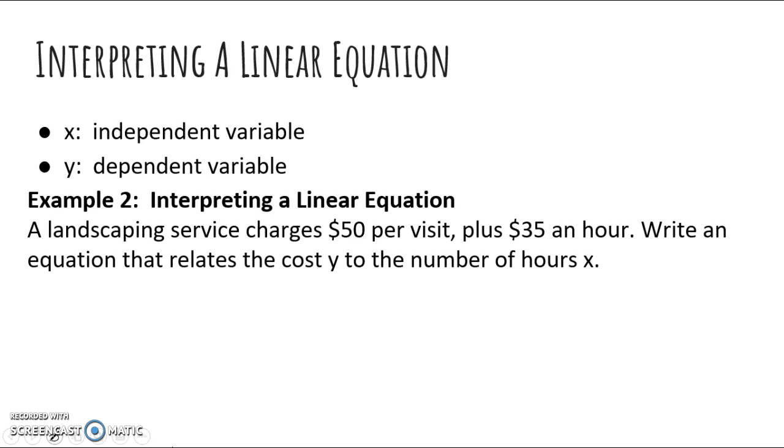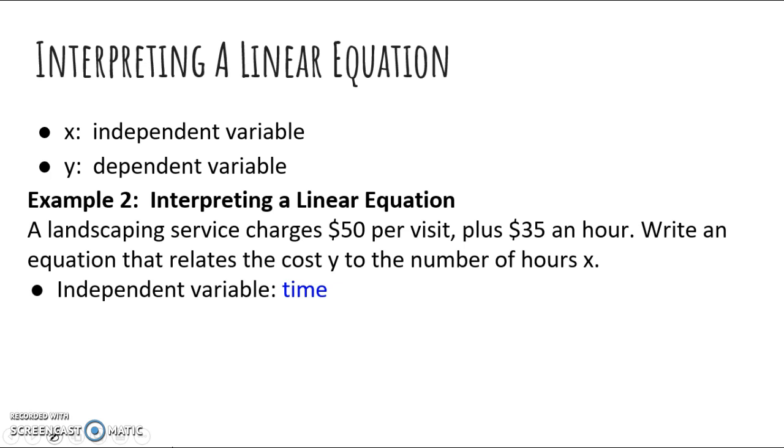A landscaping service charges $50 per visit plus $35 an hour. Write an equation that relates the cost y to the number of hours x. So think about the slope-intercept form, y equals mx plus b. So we'll have an x and a y. We need a slope and a y-intercept.